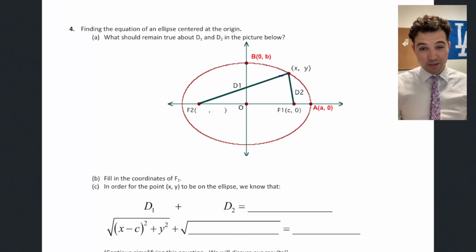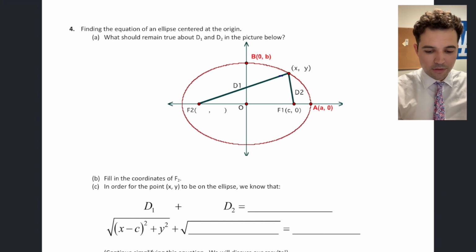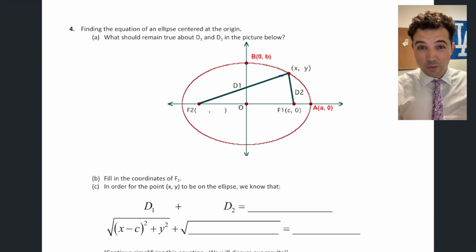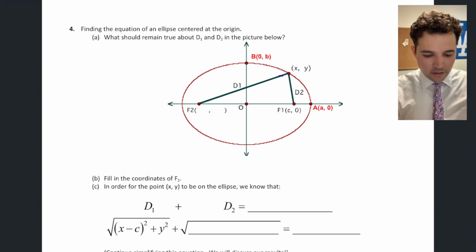All right, pre-calc. Right now I want to talk through this problem that we have here that has to do with deriving the formula for the ellipse. So we started this one in class, but I'm going to go back to the beginning. Over here, we have our setup.